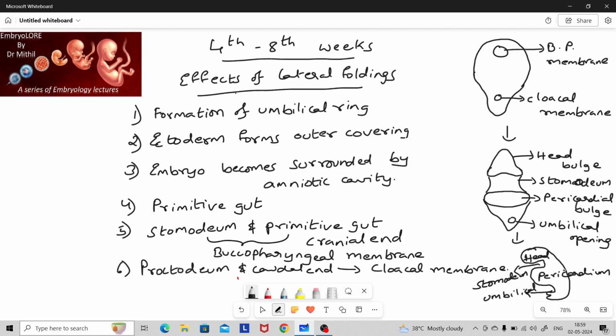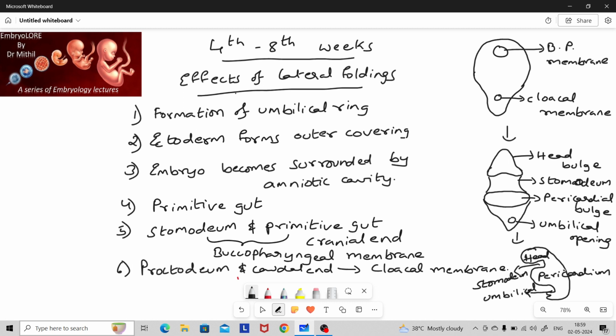So a depression is formed between the head and the pericardial bulges. This is called the stomodeum, and it is separated from the cranial end by the buccopharyngeal membrane. That's what I have written there. And two halves of the peritoneal cavity now fuse to form a single peritoneal cavity.